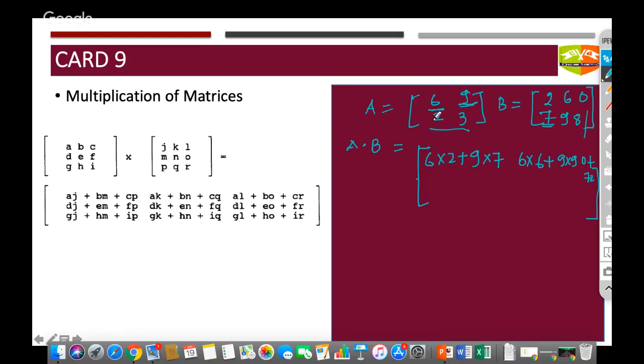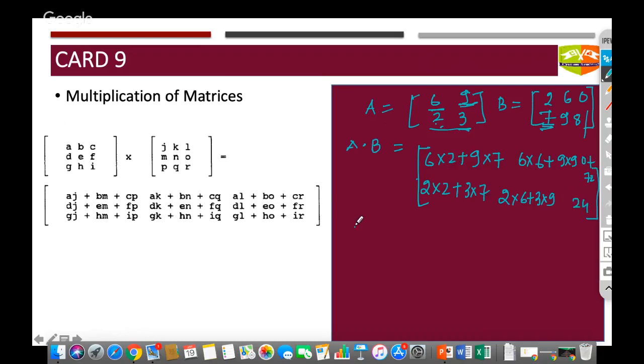Now I'm going to the second row here, 2 into 2, plus I take the second number here and multiply it to this, 3 into 7. Then I'll go to the second column, so second row into second column, so 2 into 6 plus 3 into 9. And then I go to second row into third column, so 0 into 2 is 0 and 3 into 8, so that becomes 24.